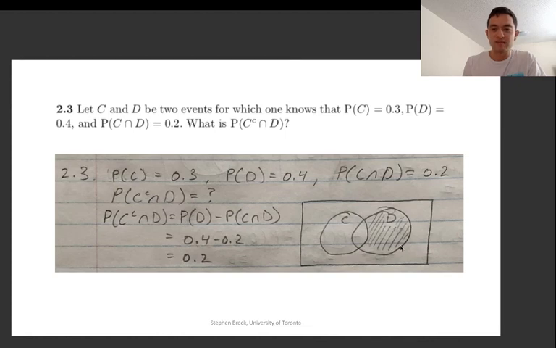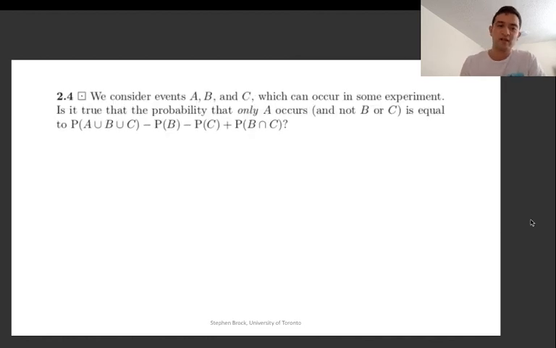And we can get this by calculating the probability of D minus the probability, this section right here, which is C intersection D. And so the probability of D minus the intersection is 0.2. All right, moving on to question 4.